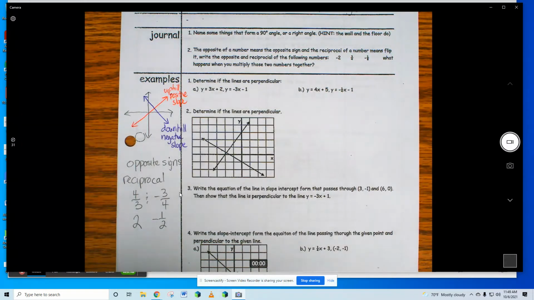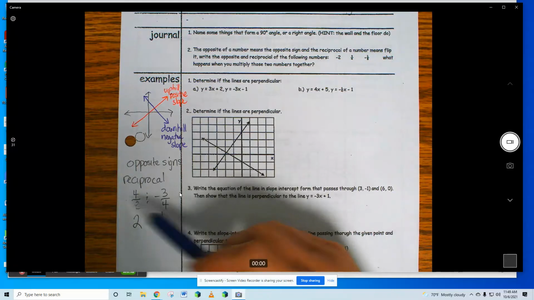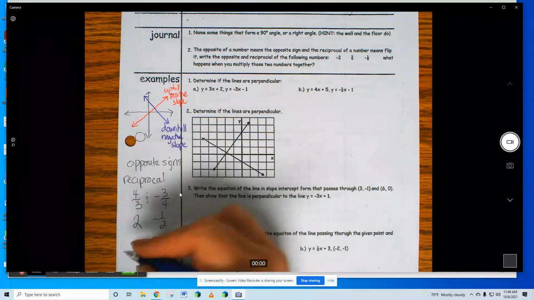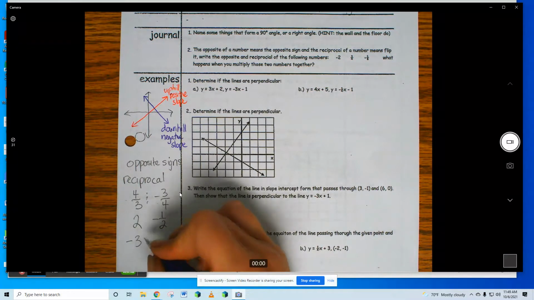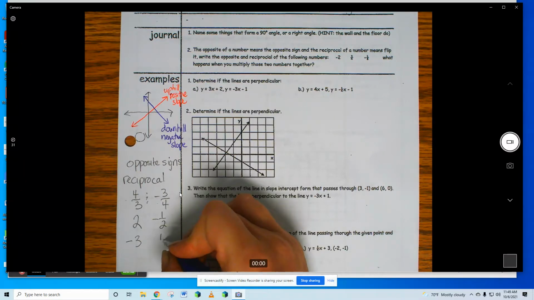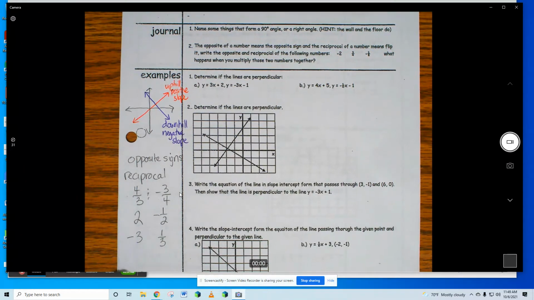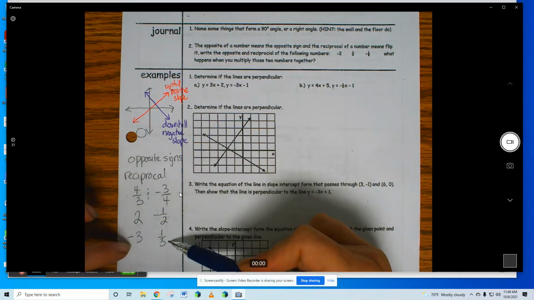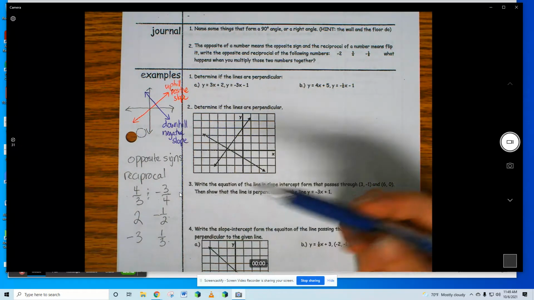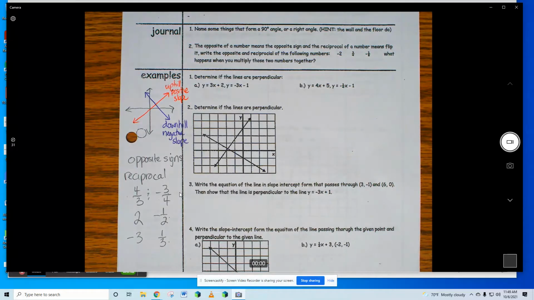Reciprocal is just flipping it. Opposite sign means positive, negative. So like negative 3, the opposite reciprocal would be positive 1/3. These are perpendicular slopes right here. The definition of reciprocal just means flip the fraction.